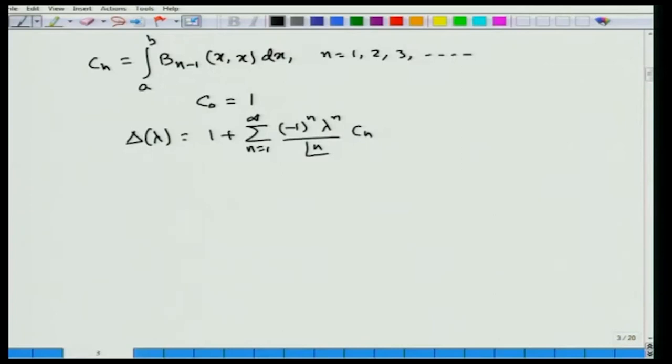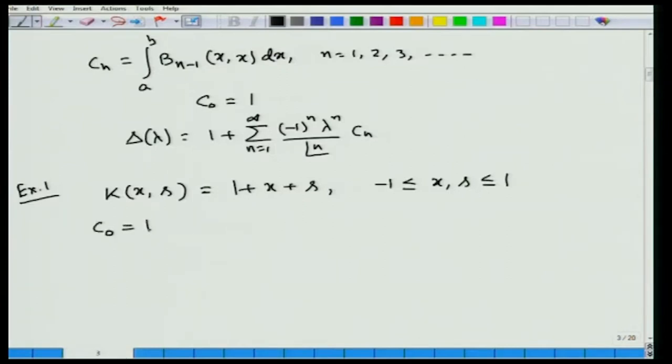So, first we consider one example where we are just defining the kernel, which is of course a separable kernel, and for that we construct the Fredholm resolvent kernel using this formula. The first example: k(x, s) is given by 1 plus x plus s, where -1 <= x, s <= 1. You can recall that as per the definition c_0 = 1 and B_0(x, s) is equal to k(x, s), so this is equal to 1 plus x plus s.